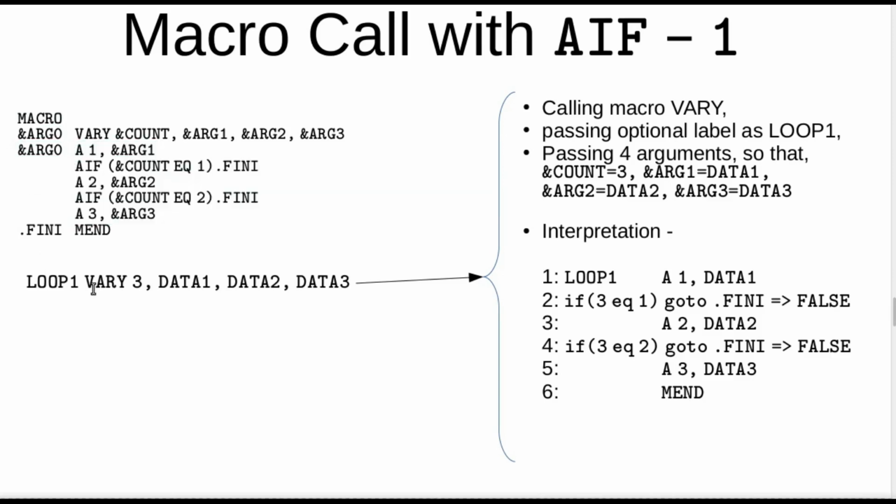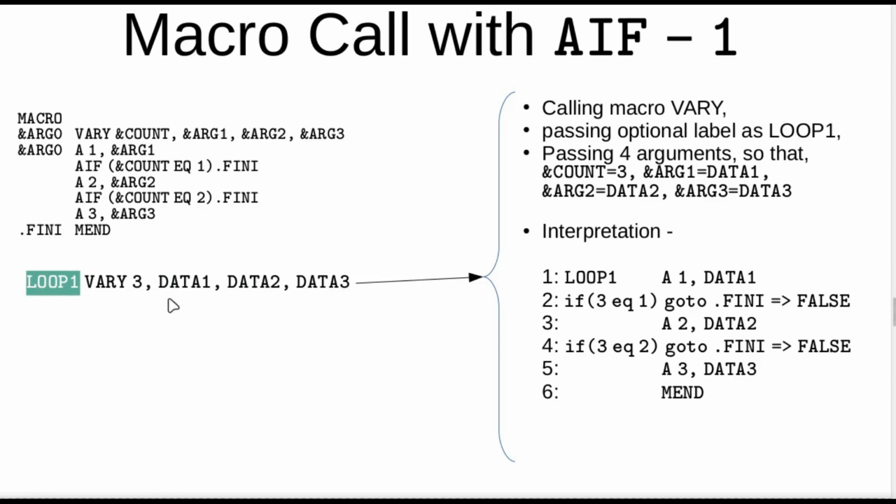So when we are calling the macro using the macro name, we have also written this label here. We have passed a name, as simple as passing an argument, for the sequence of macro instructions. This name in this case is nothing but loop1.